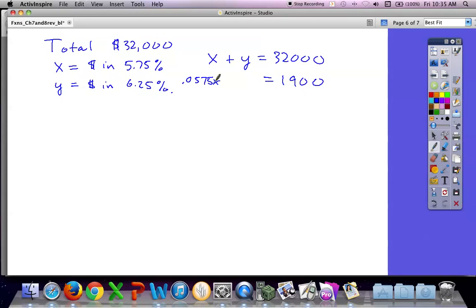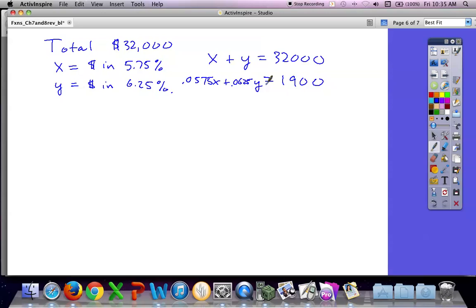How will I find how much comes from the other fund then? 0.0625 times Y. So that's a system of equations. Two variables, two equations. Should be able to solve it. What are your methods for solving it? Substitution, elimination, or matrices, right?